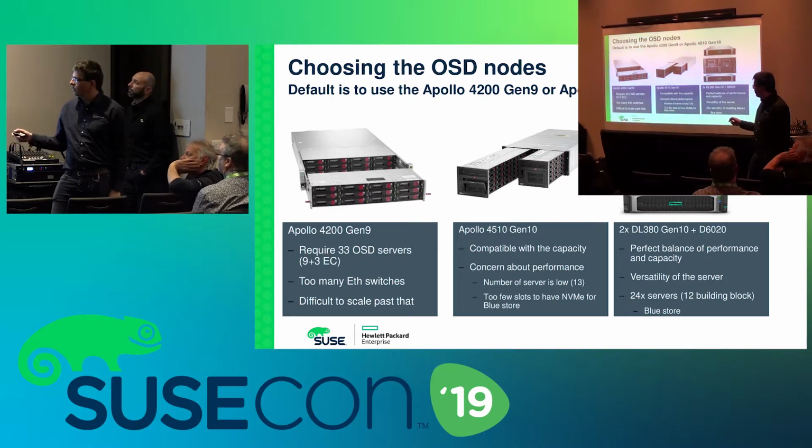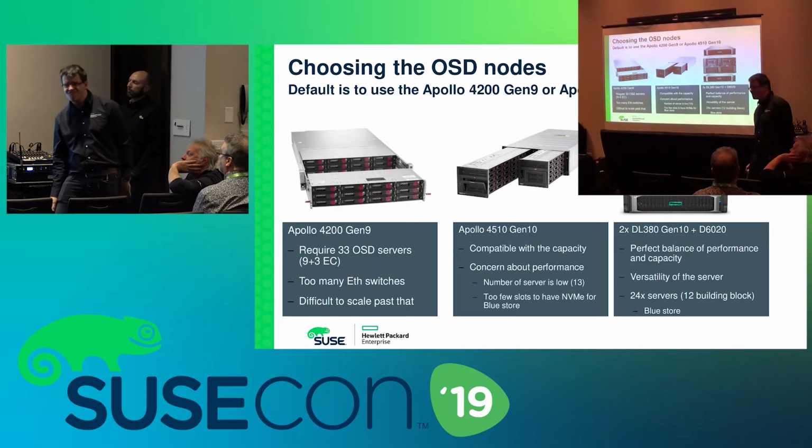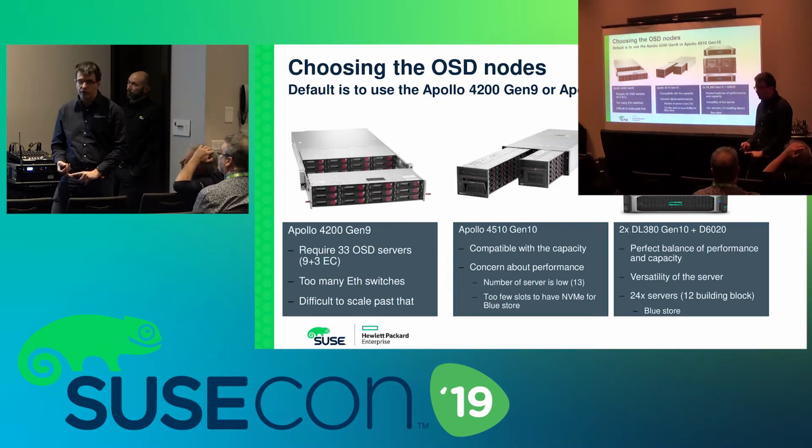Apollo 4510, so it's a 4U machine, can go up to 60 hard drives. It's a nice machine. The problem is it has only 4 PCI Express slots. A little bit short. That means you have to choose. Well, we have to fit in the network, we have to fit in NVMes, and we have to fit in the hardware controllers.